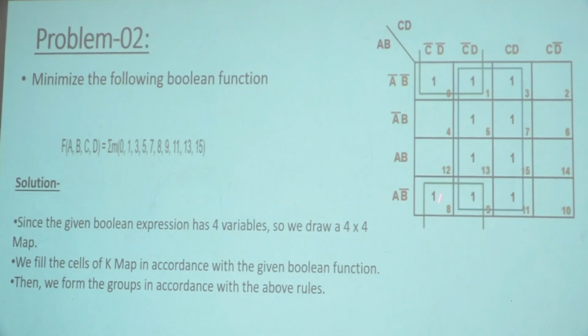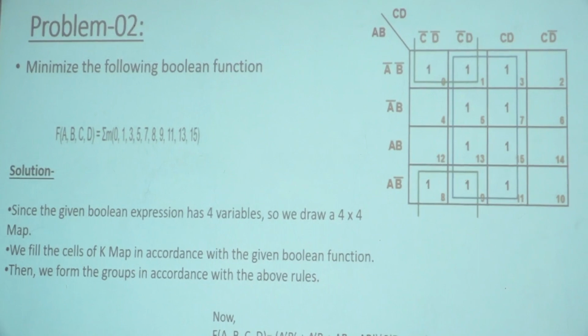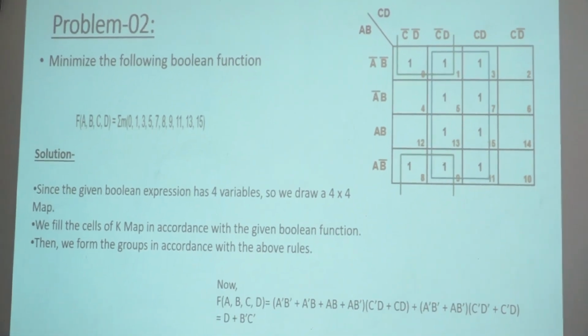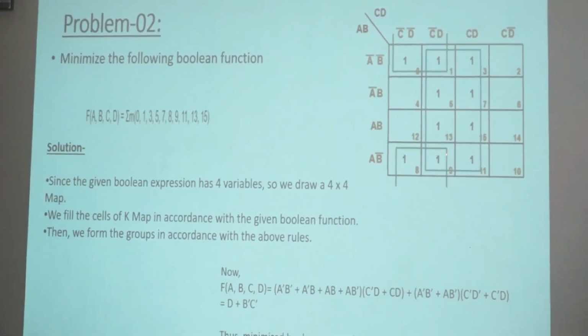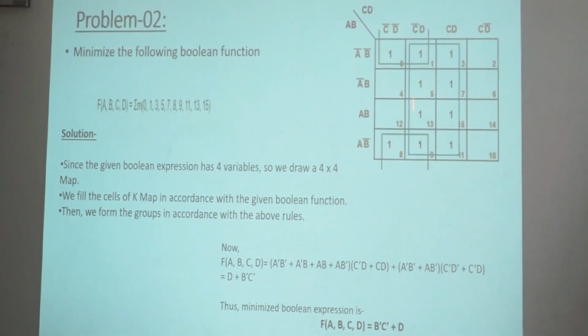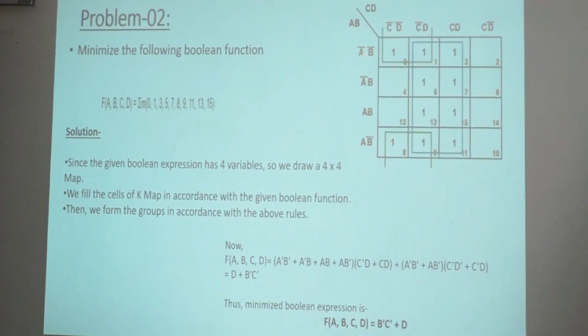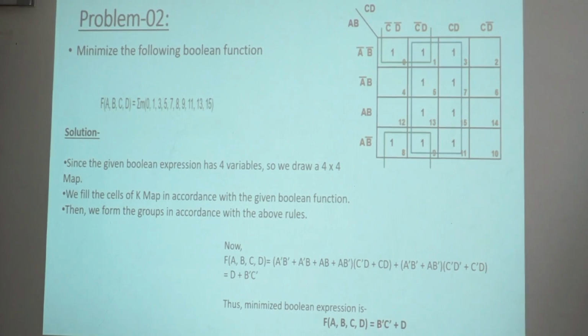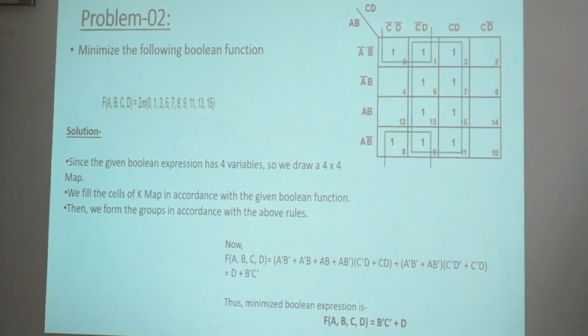0, 1, 8, 9 would be one quad. Now, look at this expression. How did I get this B bar, C bar? With respect to quad. Now, look at this quad. It is covering these two rows, A bar B bar, A B bar. So, A and A bar get cancelled. I will be left with B bar. It is covering these two rows where D and D bar get cancelled. I am left with C bar. So, it is B bar, C bar.